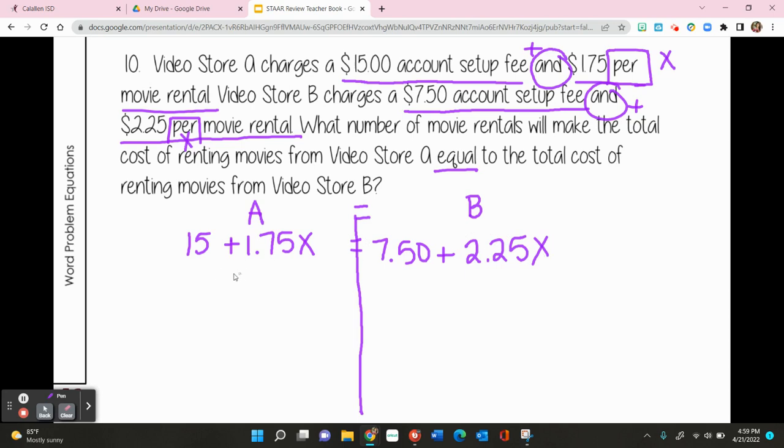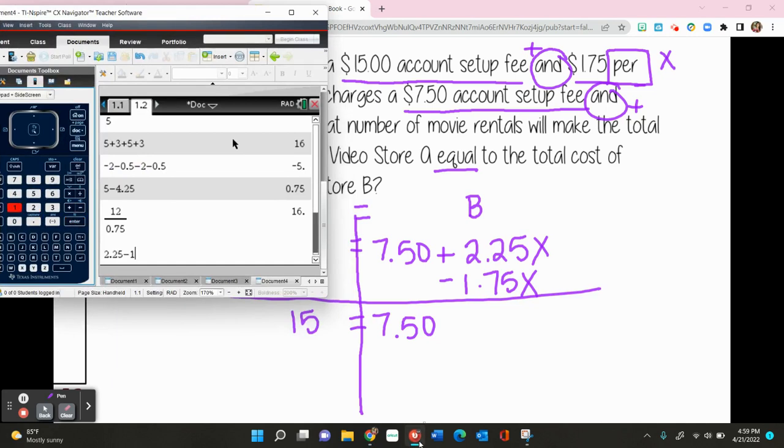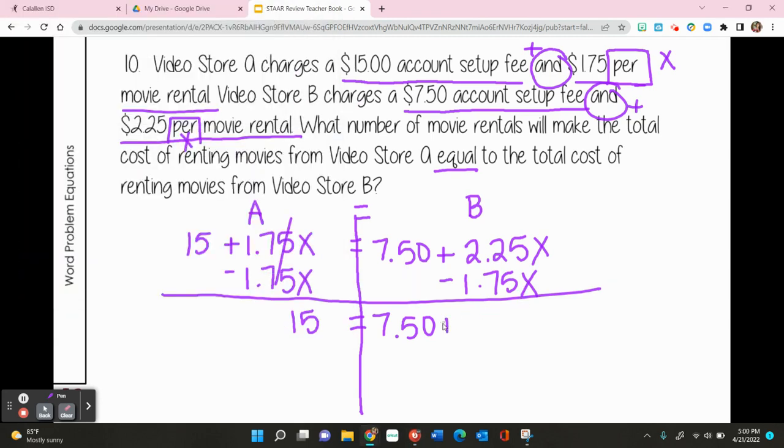175 is smaller than 225, so I'm going to subtract 175x from both sides to cancel this out. On the left side, I am now left with 15, and this equals 750, and 225 minus 175 gives us 0.5. So plus 0.5x. Now I have 750, and I want to move it over and combine it with 15 because I already have all of my x's on one side.